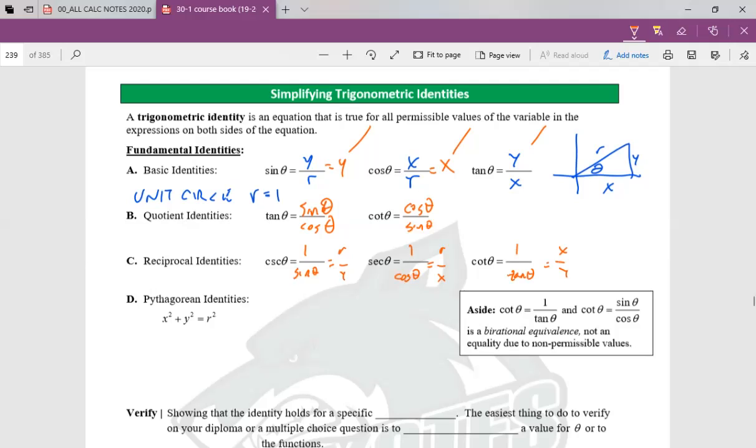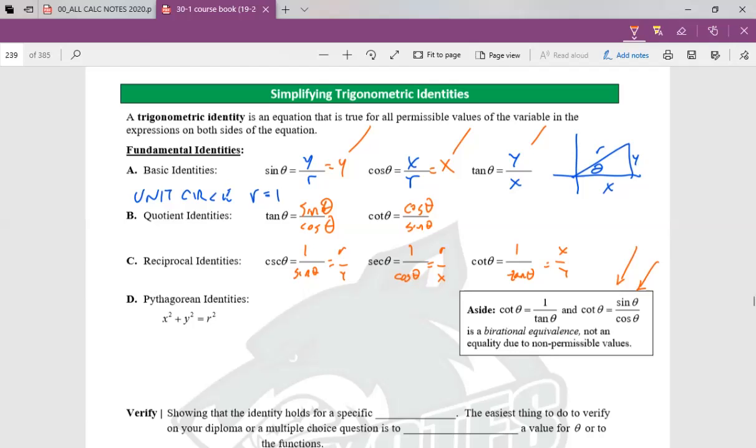Now, we have an aside here that says that technically they are pretty similar, but they're not exactly the same. This is called a birational equivalence. Cotangent is 1 over tan theta. It's also equal to sine over cos. For the most part, that's true, but it's not quite equal due to non-permissible values. And we're going to get into that shortly.